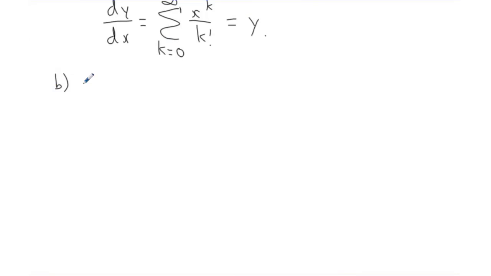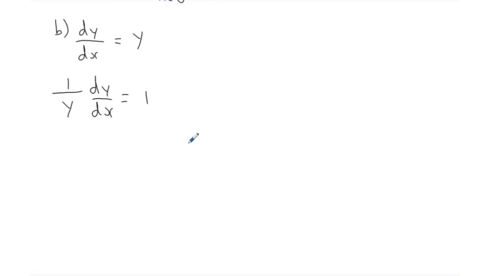Okay, part B, dy/dx equals y. So we want the y with the dy/dx, so we're going to divide both sides by y. That would say 1 over y dy/dx equals 1. Remember, if you divide y by y, you leave a 1. Right, so now we can integrate both sides with respect to x.